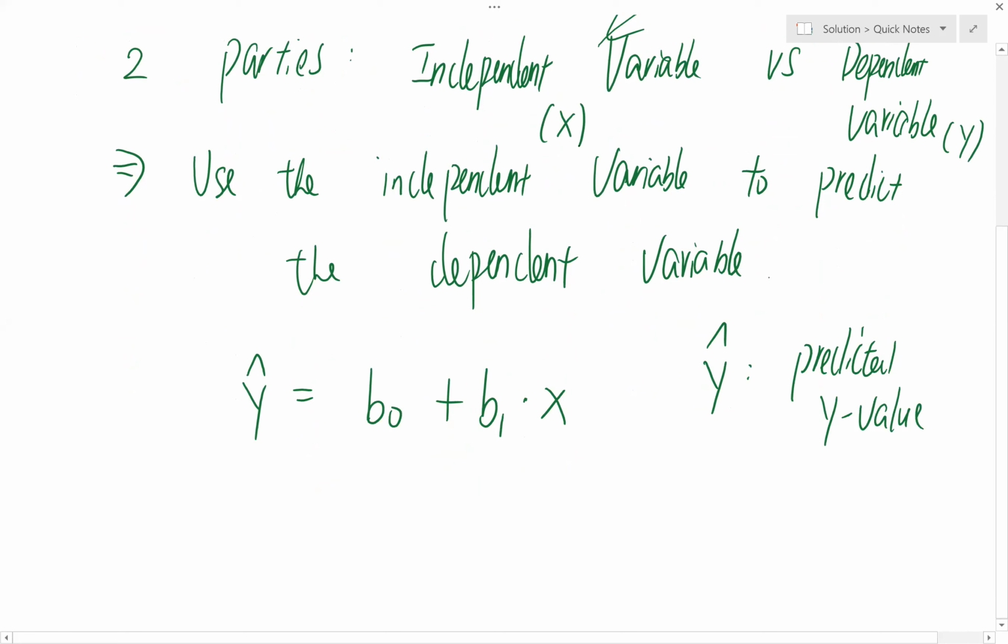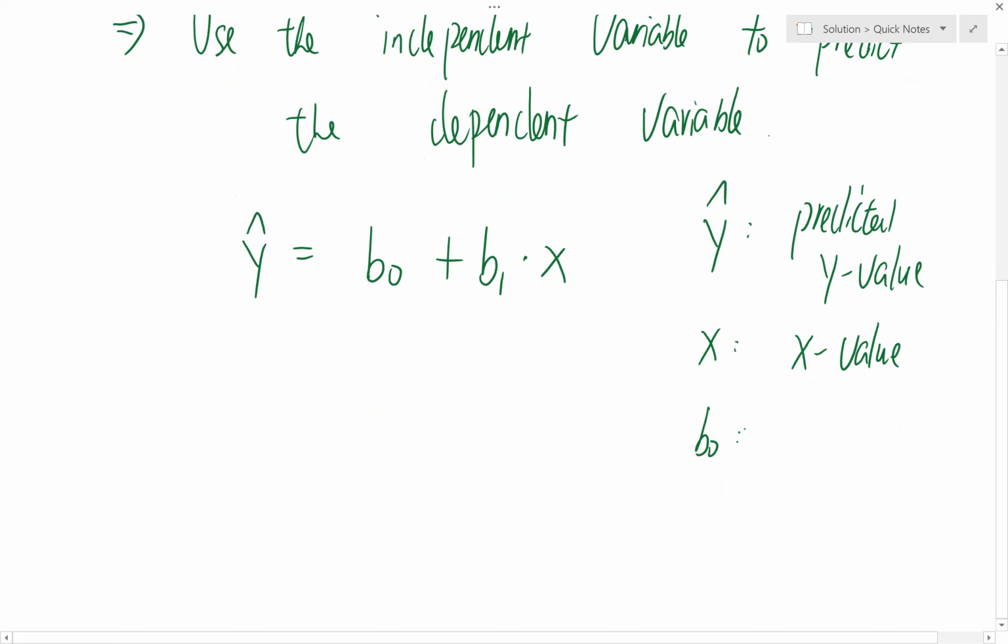X here obviously represents the X value, called the independent variable. B0 represents the y-intercept, and B1 is what we call the slope, right? So basically it's a linear model, and we're using a linear model to understand the relationship between those two variables.